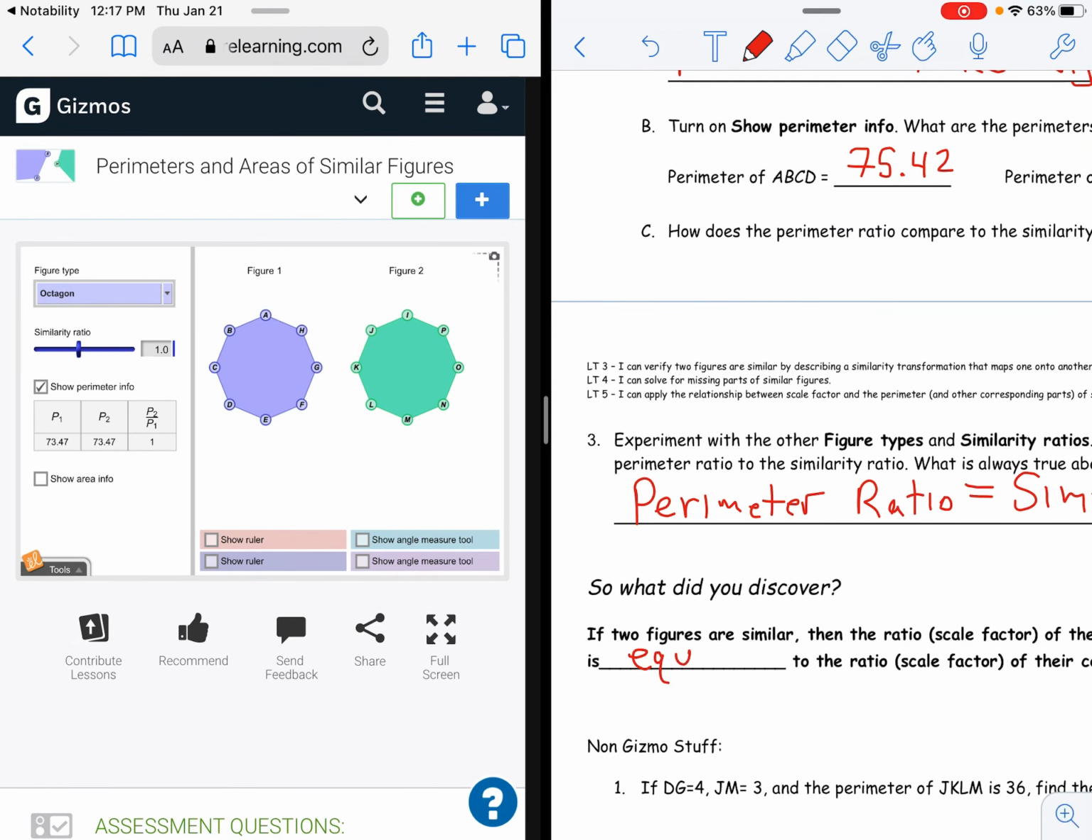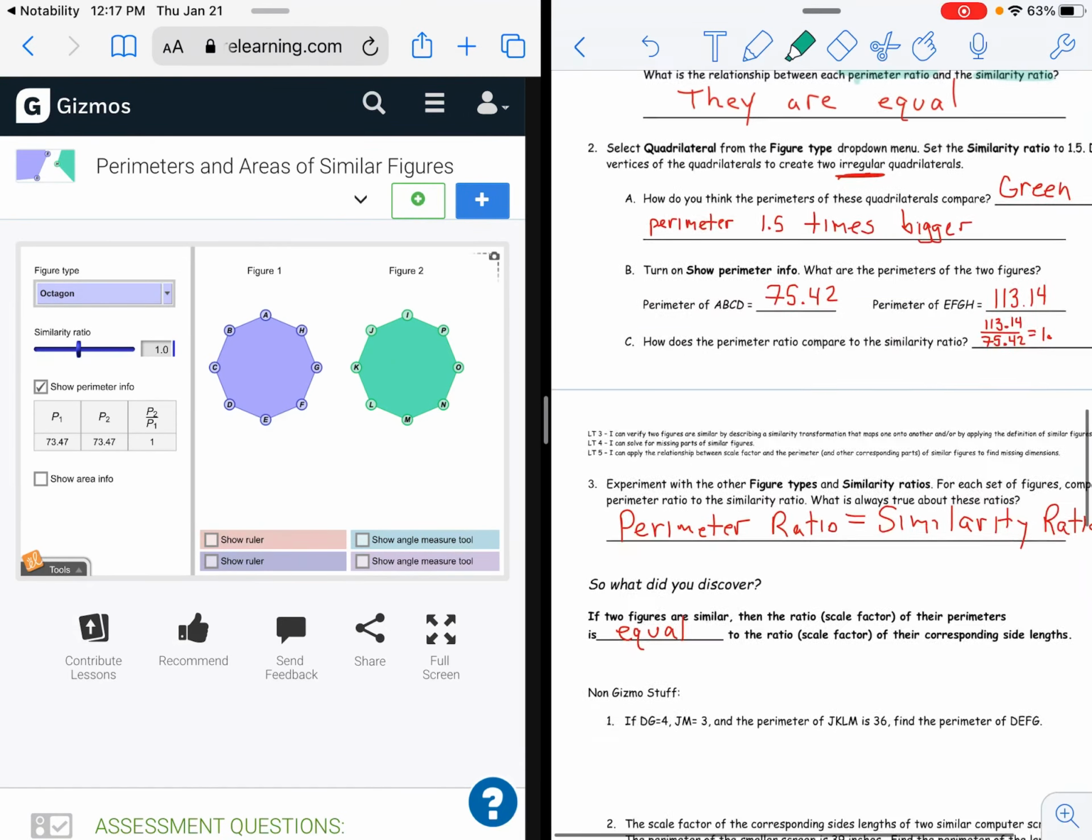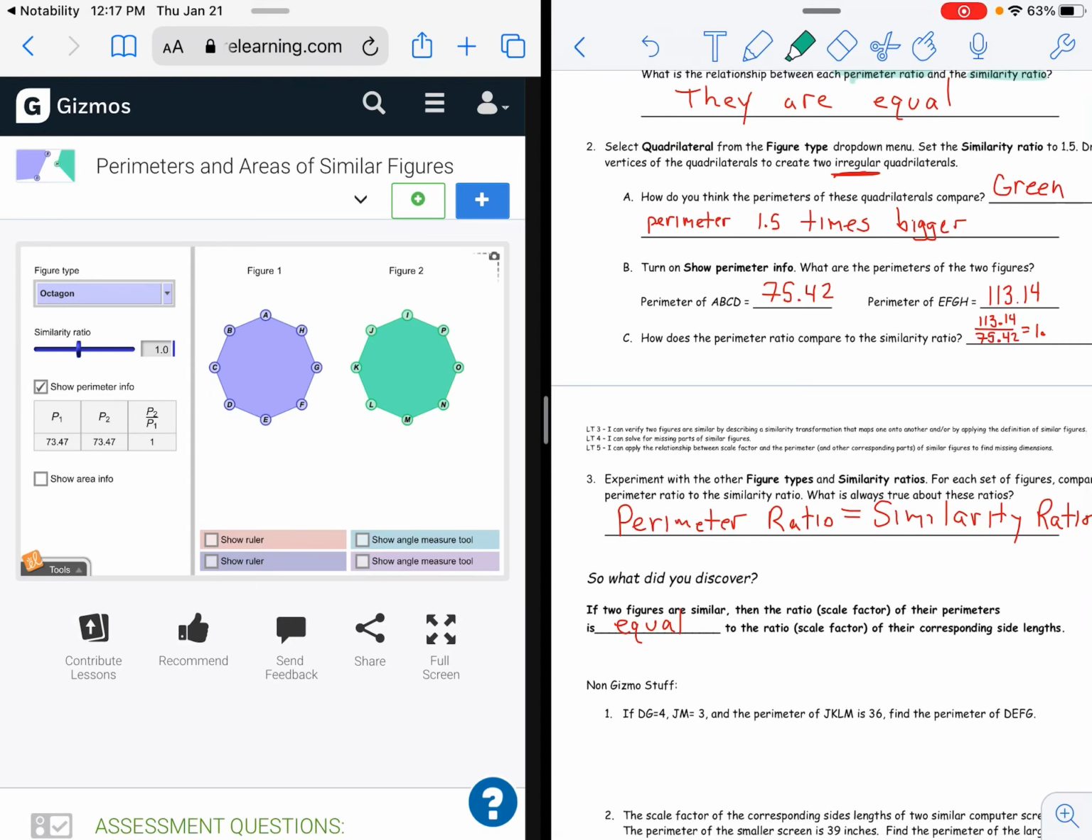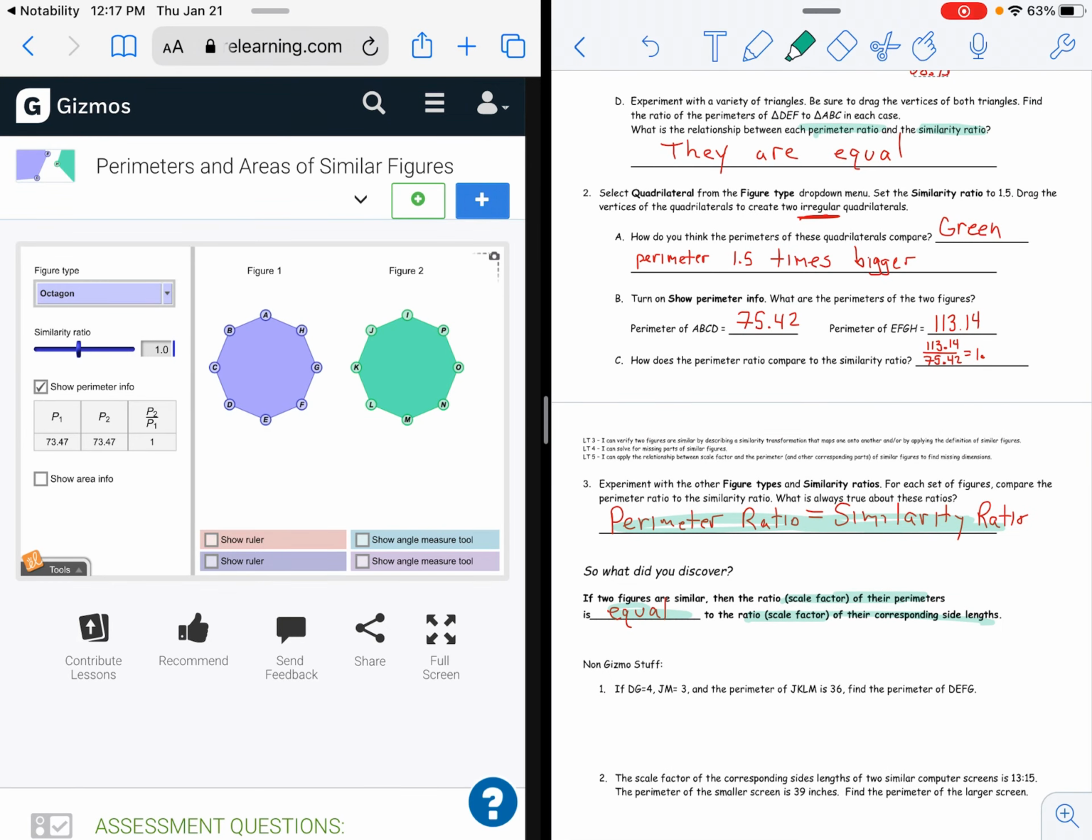And just equal. That's the whole punchline, equal. The punchline is the scale factor of perimeters and the scale factor of corresponding side lengths are equal. That's the punchline. That's what I wanted you guys to visually see out of this Gizmo.